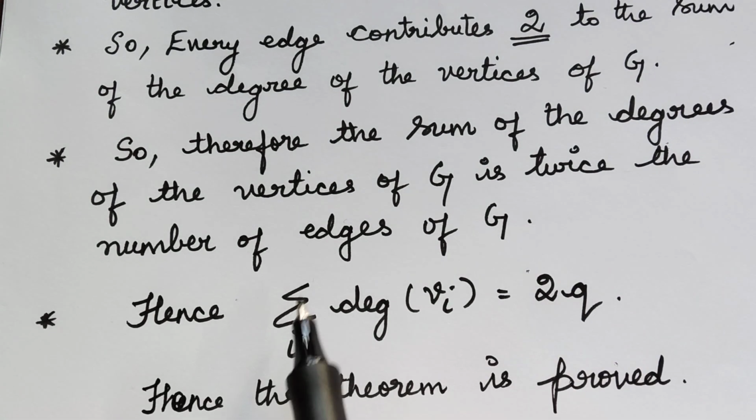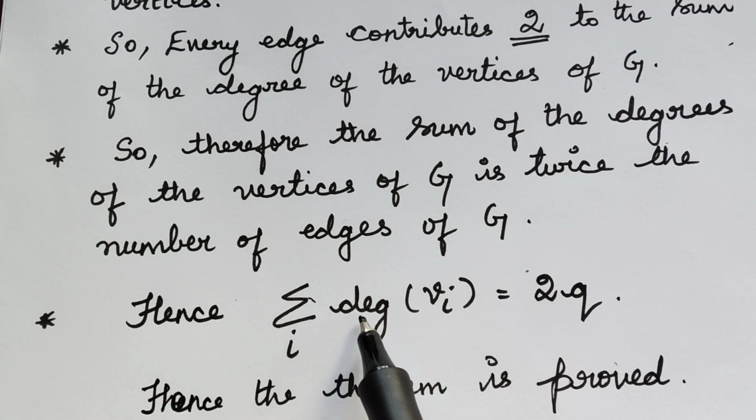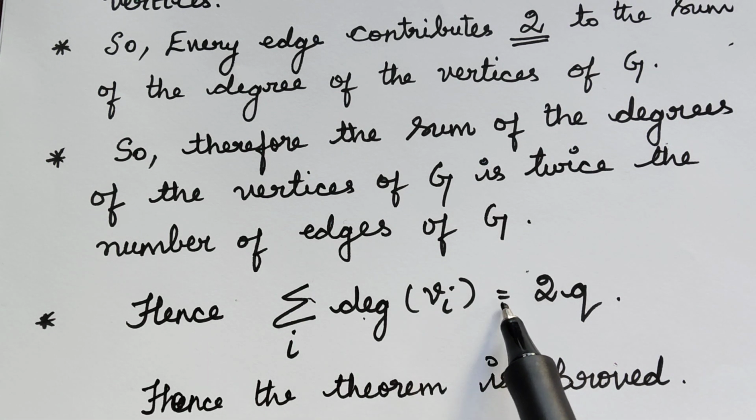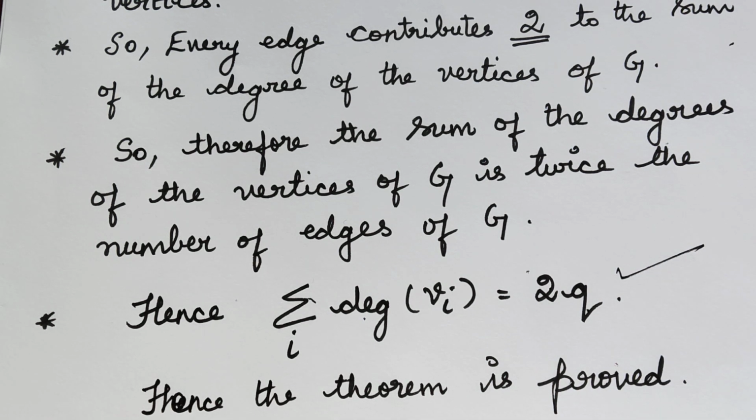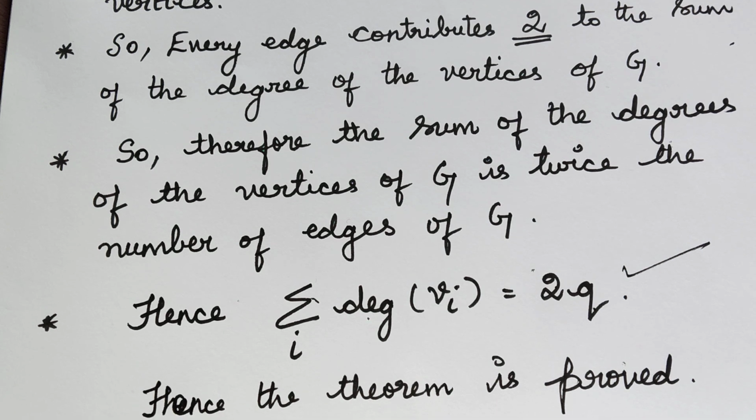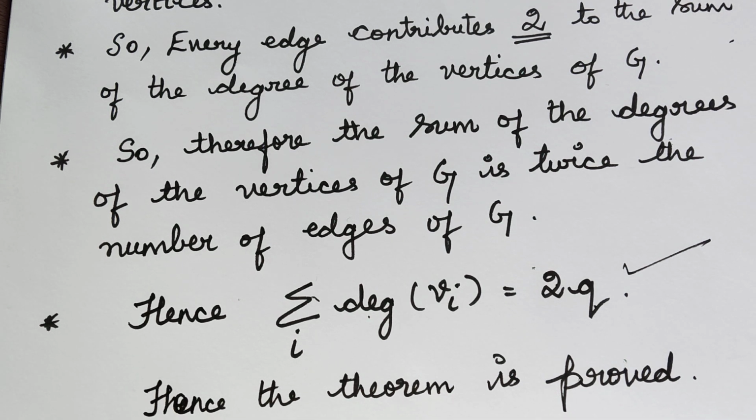So hence, this is what? The sum of the degrees of the vertices of G is equal to twice the number of edges. Hence, we have proved the theorem. So I hope you would have understood the first fundamental theorem of graph theory.